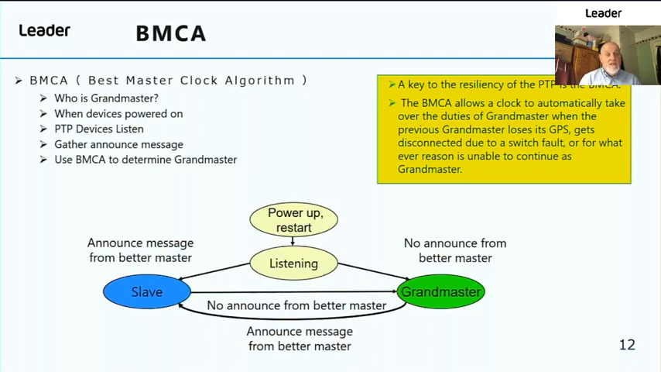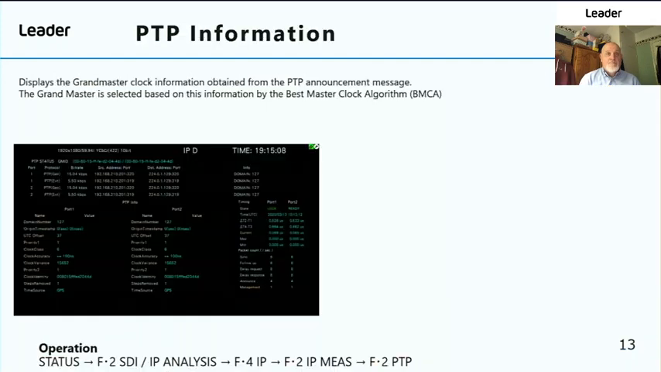And when it announces itself, it then announces its parameters. And if those parameters are superior to any other clock on the network, it becomes the Grand Master. If it's not, then it simply becomes a slave and will keep polling until the Grand Master fails and it takes over its place.